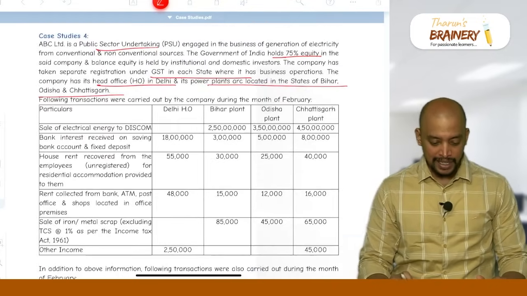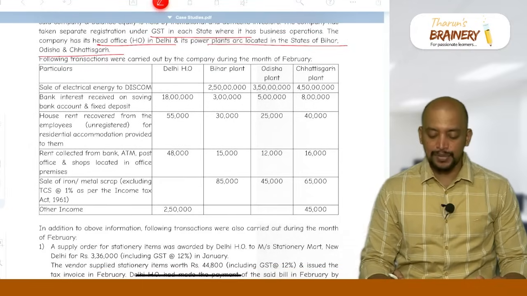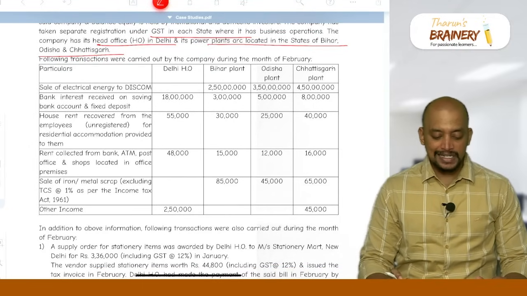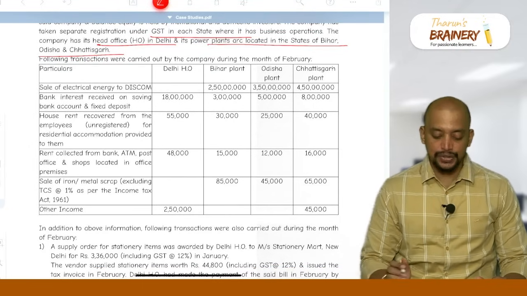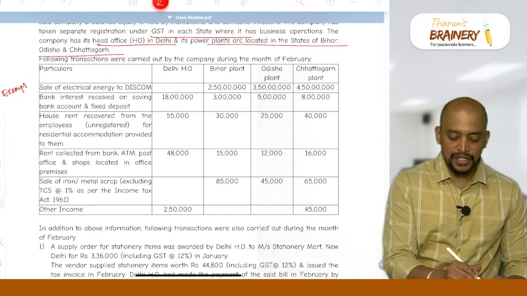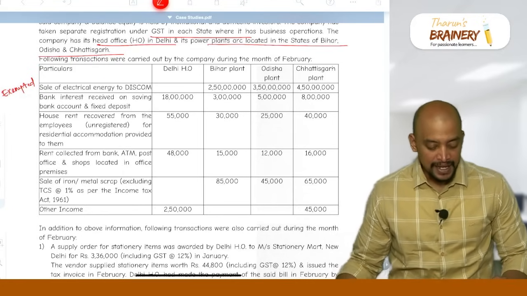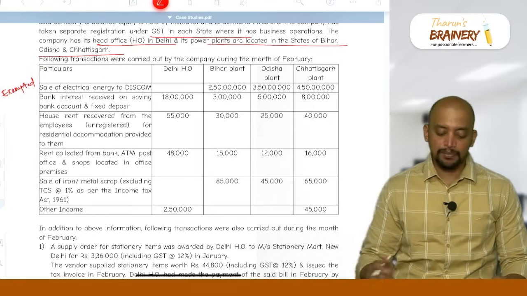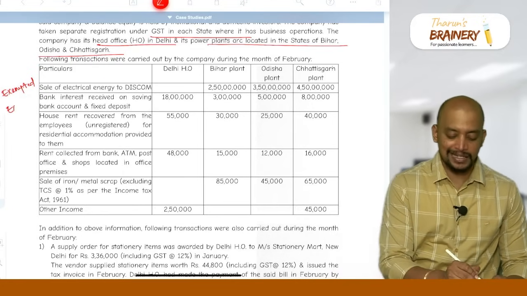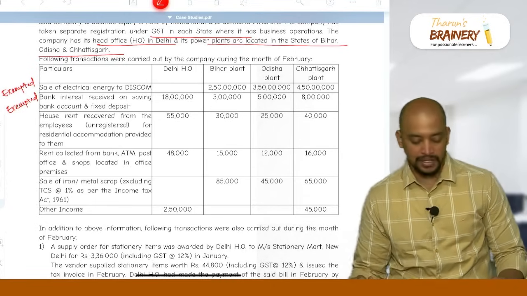So look into the discussion. The following transactions were carried out by the company during the month of February. Sale of electrical energy to DISCOM: this is exempted. Why? Transmission and distribution of electricity is exempted. Bank interest received on savings bank account and fixed deposit is exempted, because interest on loans, advances, deposits is exempted.